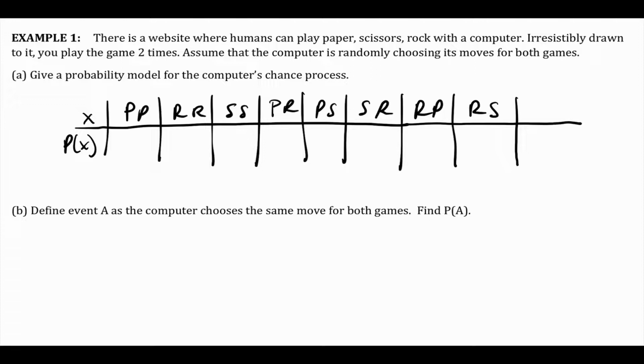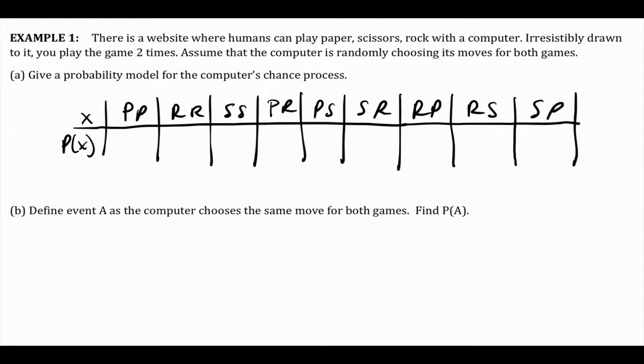Scissors, paper. I can do paper. I can do rock. I can do scissors, paper, rock, scissors, paper, scissors, rock, paper, scissors, and scissors, paper. Those are the things that could happen. Those are the only things that could happen. Am I missing one?